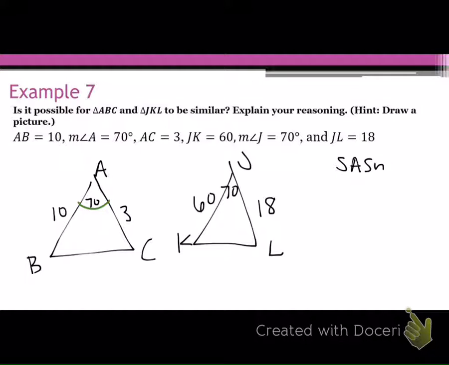Yes. So then we need to make sure the sides are in proportion with each other. So I do 10 over 60 equals 3 over 18, which is 1/6 equals 1/6. So are these similar? Yep, they are side, angle, side similar.